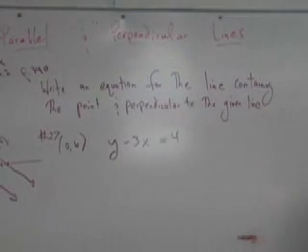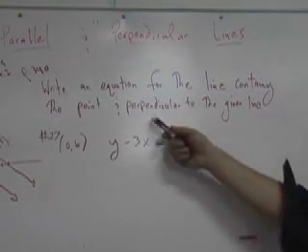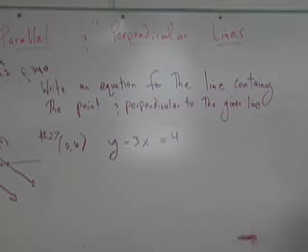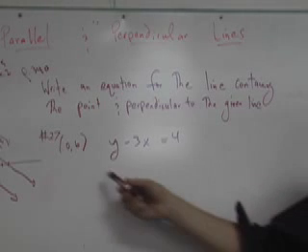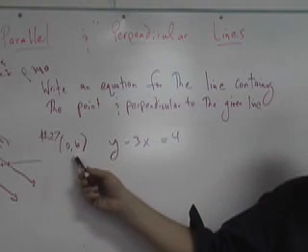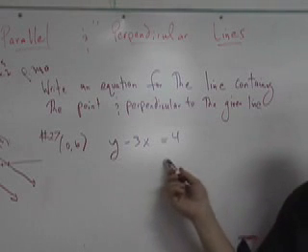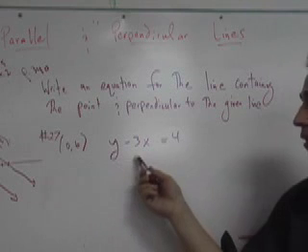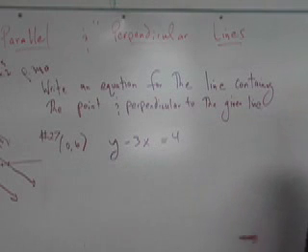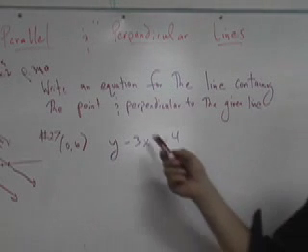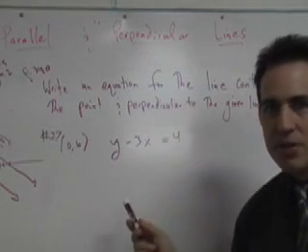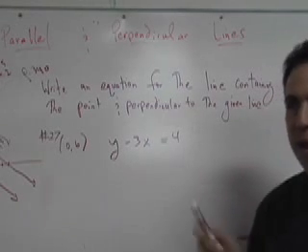Write an equation for a line containing the point and perpendicular to the given line. Right, so here's the point they give you, (0, 6), and here is the line they give you. Okay, the equation of the line. There's a lot of information there. But you have to write a line that's perpendicular to the line that this describes.